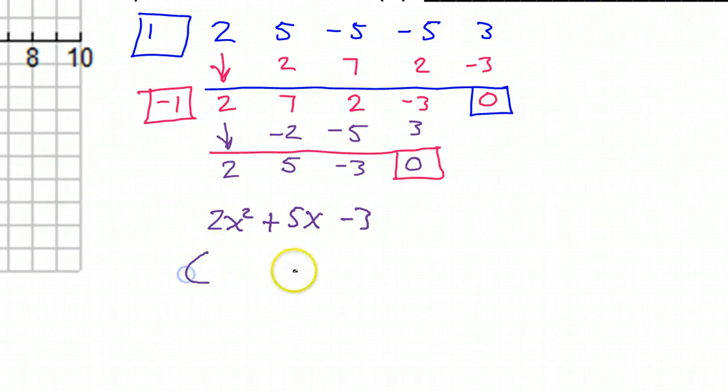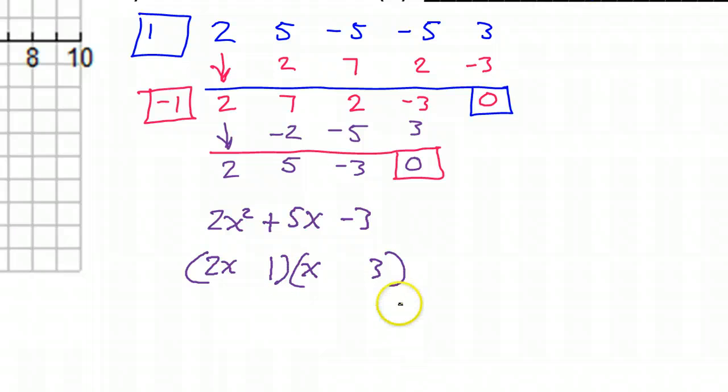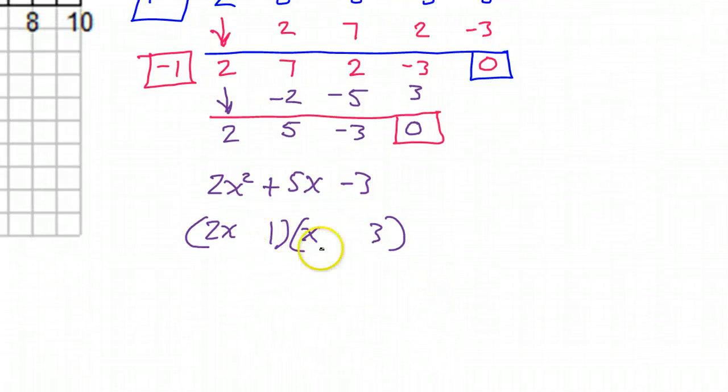So if I factor this, 2x squared will be 2x times x. 3 can only be 1 times 3. Now the 3 might go here, so if this doesn't work out, I'll try it the other way. Inner, I've got 1x. Outer, I've got 6x.